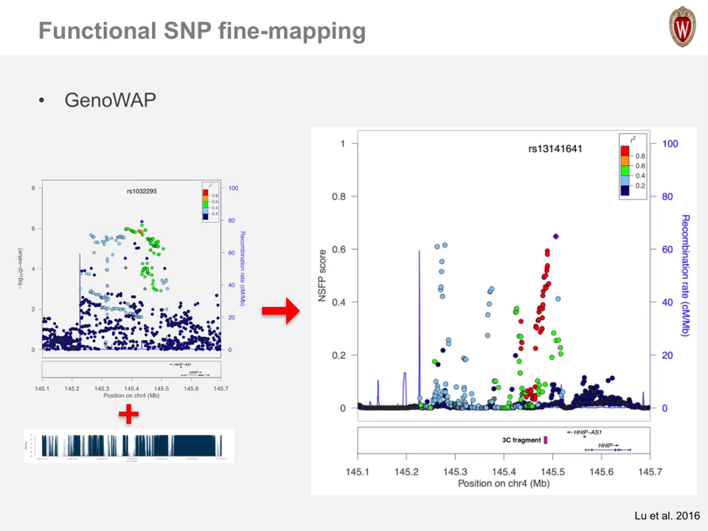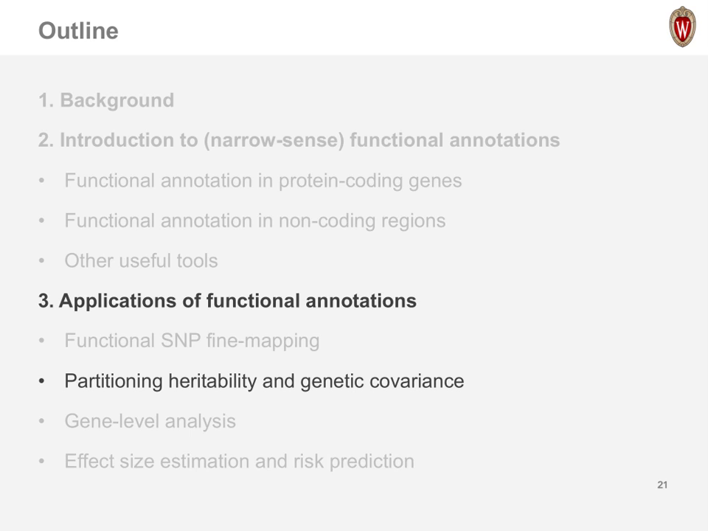But if you go to this specific SNP, it's not an enhancer candidate, and just maybe it's not that easy to see. So this specific SNP on this plot is right here. You can see even the p-value is not that impressive. Okay? So that's one example. The next example is about partition heritability and genetic covariance.